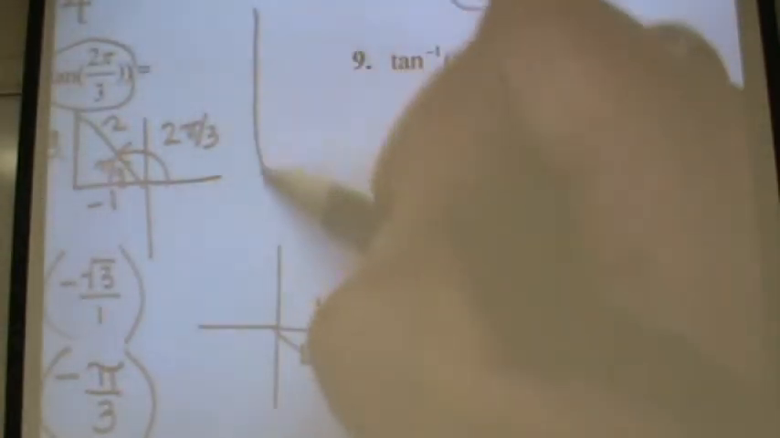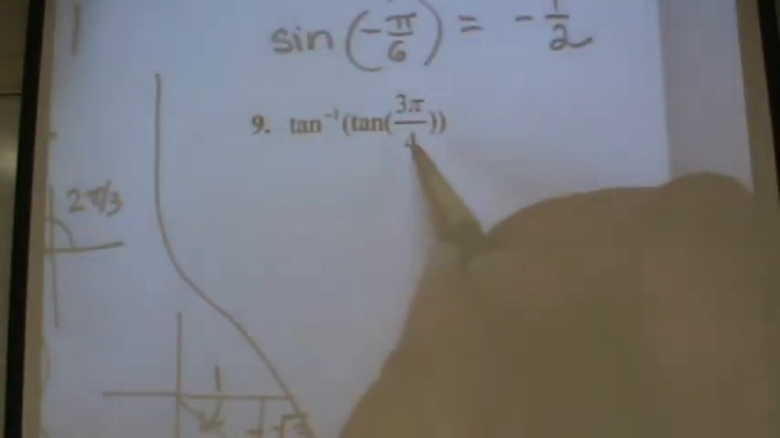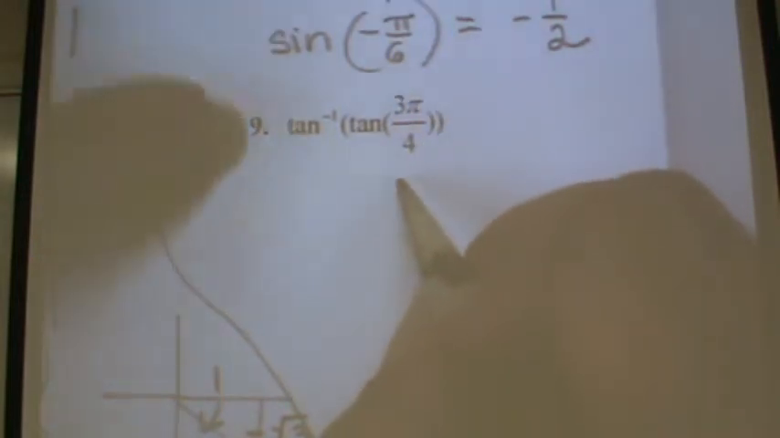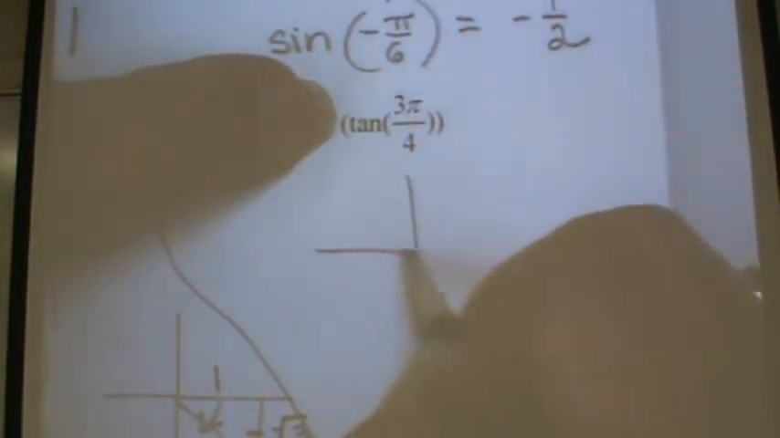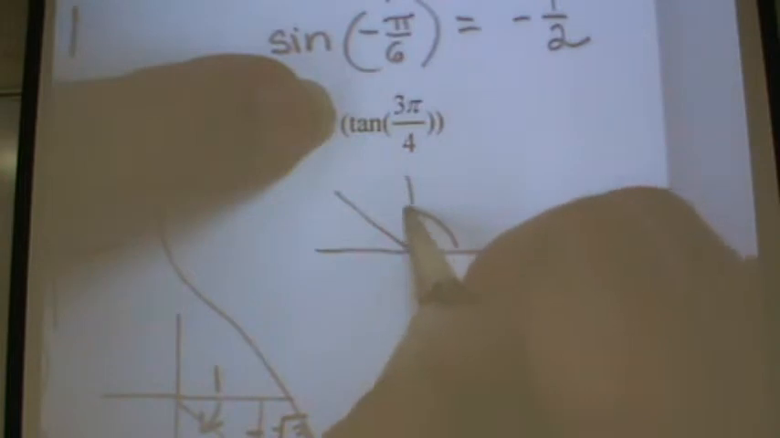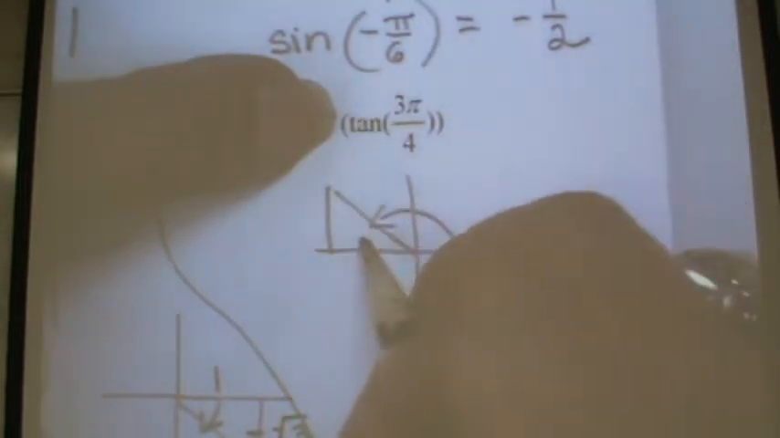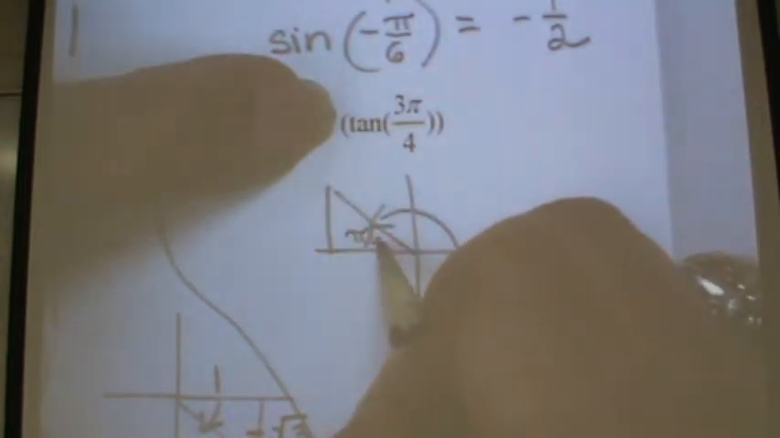And let's try this last one. So, where's 3/4 pi? Where's that at? Yep, quadrant 2. 3/4 is right here. So this is pi over 4, 45. This is going to be negative 1, and this is 1. So what is the tangent of 3 pi over 4? What's this answer right here? Negative 1. This answer is negative 1.